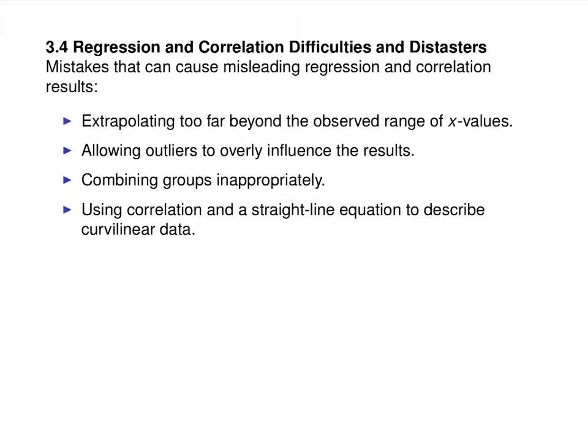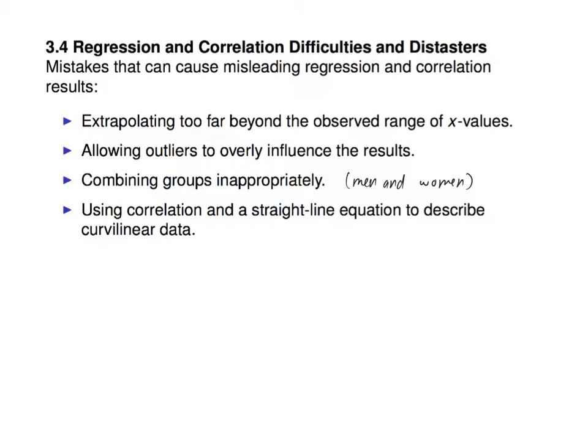Okay, that's called extrapolation. Another problem is allowing outliers to overly influence the results. Sometimes one point can take your regression line and make it slope from negative to positive. Just one point. The question you can ask yourself is, is that one point different enough that I'm going to get rid of it and do the regression line without it there? You can also combine groups inappropriately, and a really common thing for this to happen is with men and women.